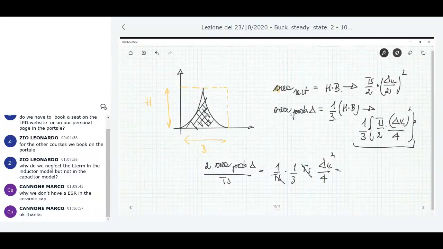Ts and Ts can be simplified. So delta IL squared over 12. This is the IC0 root mean square value squared, so the square of the root mean square current. If you want to get the IC0 root mean square value, you have to take the square root of this, so delta IL over square root of 12.